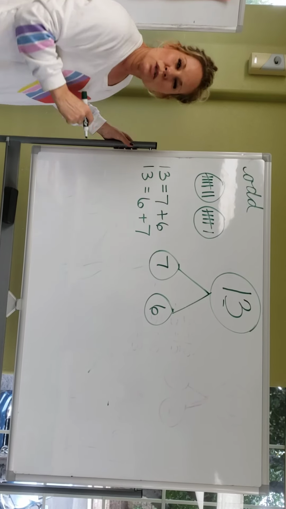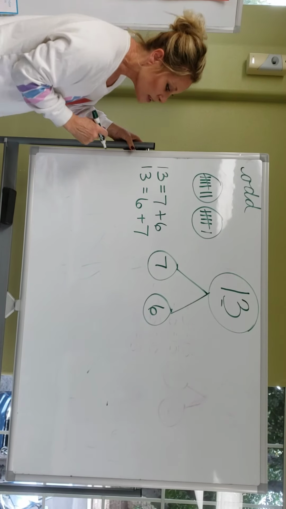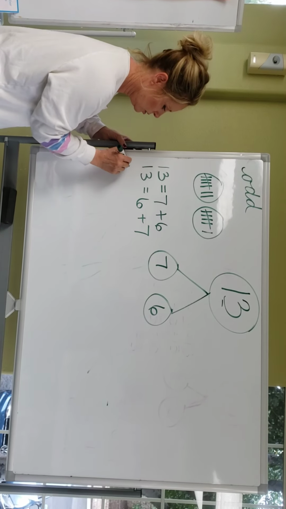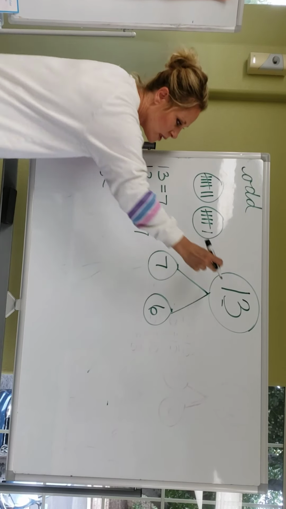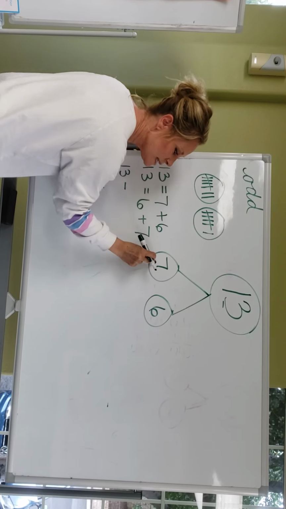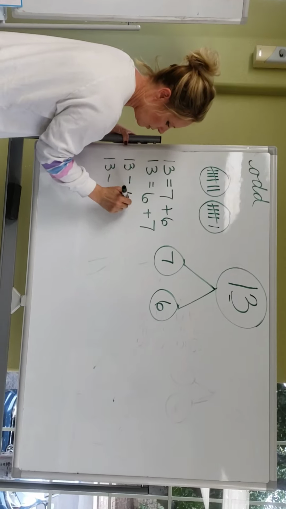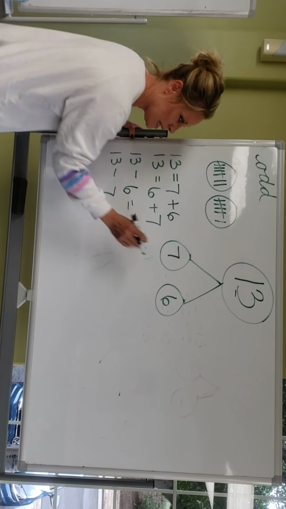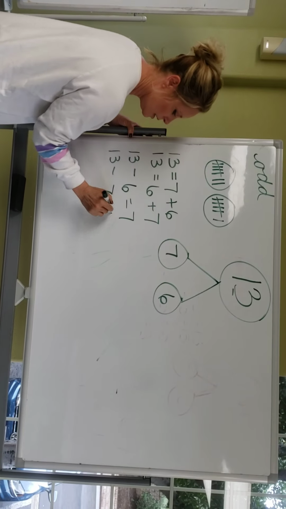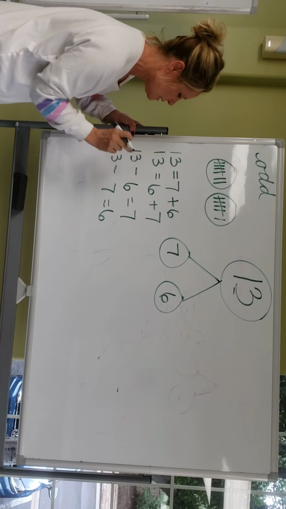So that equation, we're starting with the whole. Now let's start with the whole again to do our subtraction. 13, take away. If we have 13 and we take away 6, what is it, Miss Sandy? 7. Okay. And if we have 13 and we take away 7, Miss Sandy, what is missing? 6. There. The kids need to be with the daddy.